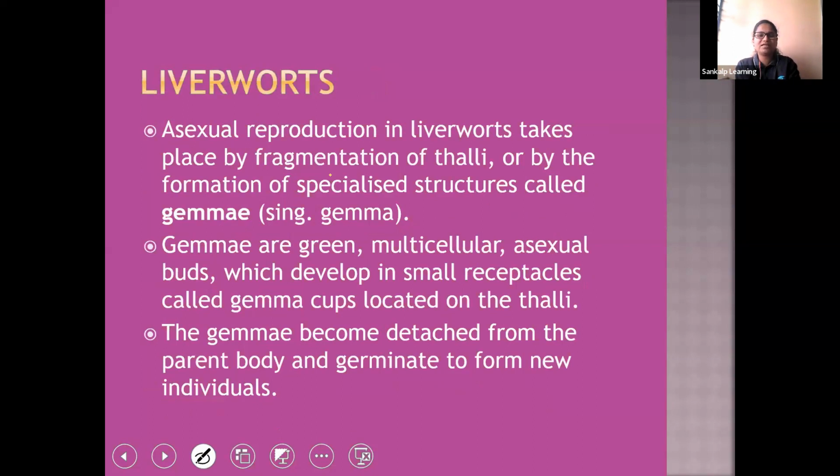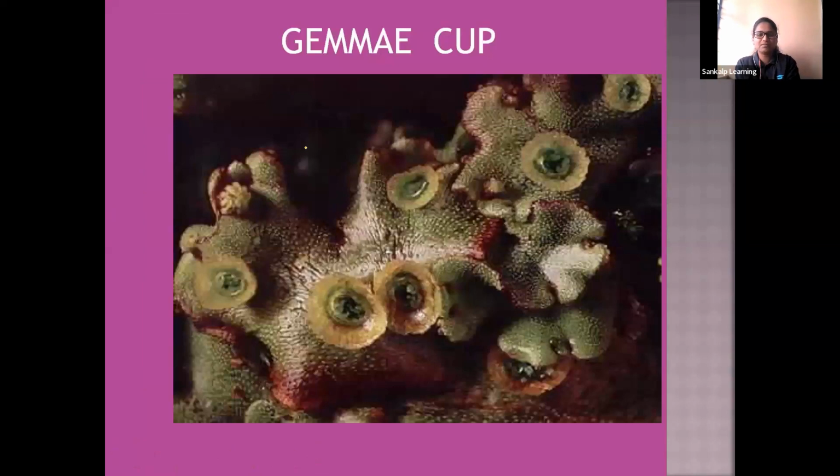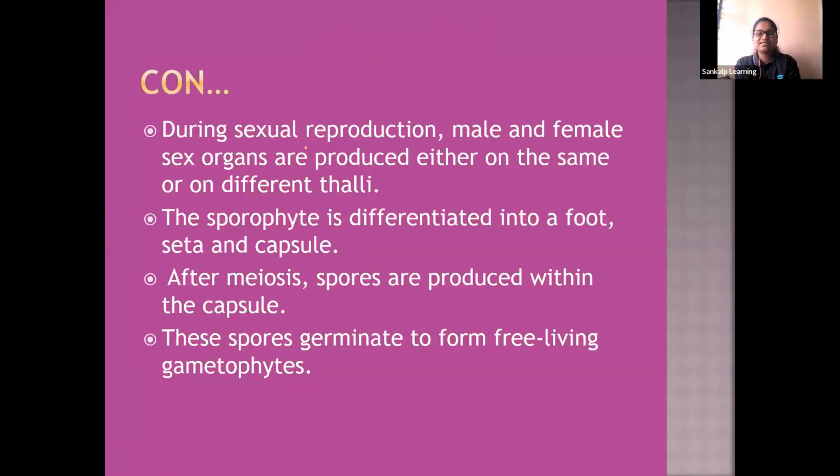Liverworts usually reproduce asexually through structures called gemmae. Here you can see the gemmae. Not here, this one is a gemma. See, these are the gemma cups. During sexual reproduction, male and female sex organs are produced either on the same or different thalli. The sporophyte is differentiated into parts.